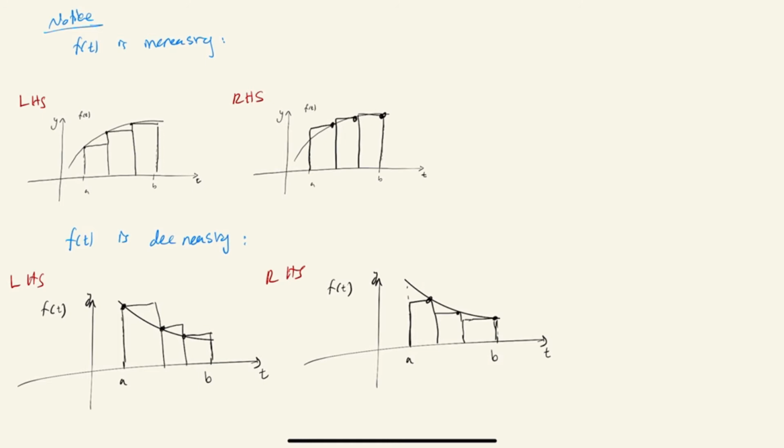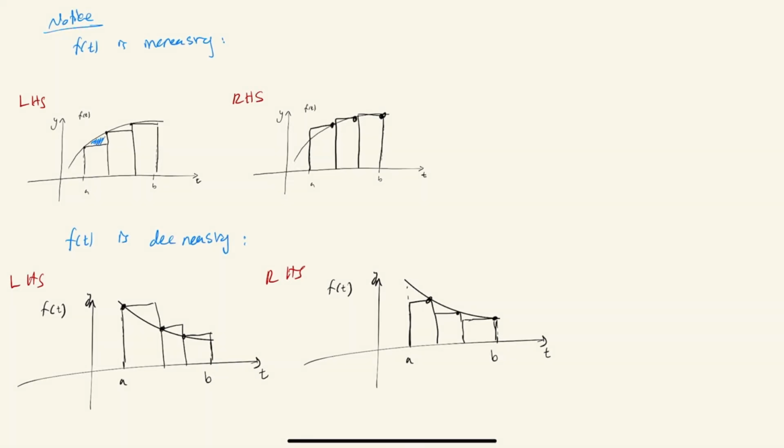For the first case, when f of t is increasing, you can see we're going to start drawing our rectangles from the left, and for the right hand sum, I'm going to start drawing our rectangles from the right. And remember, when we draw our rectangles, we hit that curve, and then we move to the left or the right depending on whether it's a left hand sum or right hand sum.